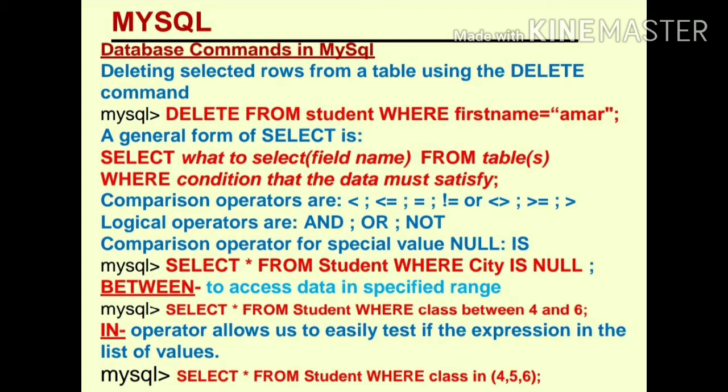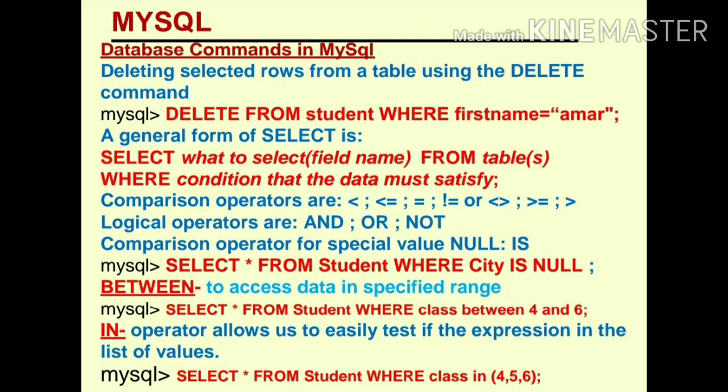Delete command is used to delete a row or rows from the table. If you are using delete from student semicolon, then it will delete all the rows. But if you are using delete from student where first name is Amar, only those rows will be deleted whose first name is Amar. And it is a DML command, but it makes permanent changes. Then the record of Amar will not exist. I hope I am clear to you.